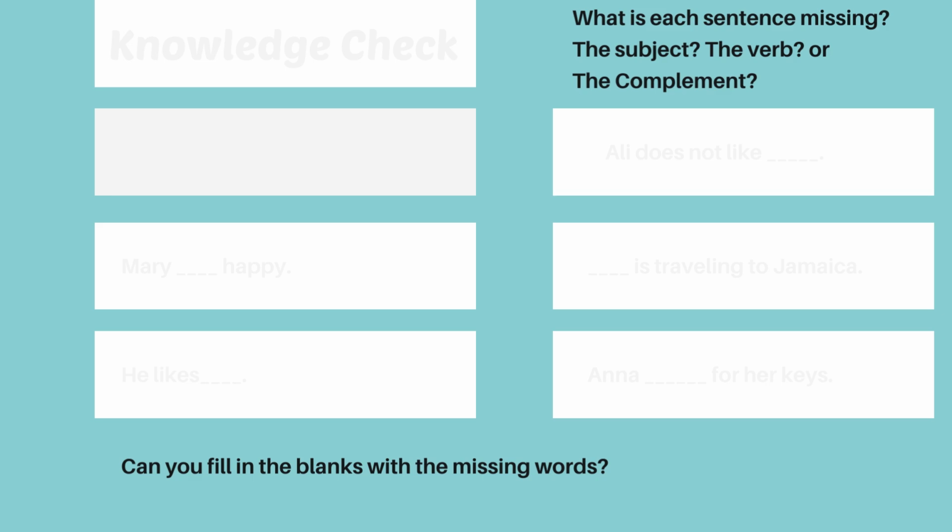Ali does not like surfing. Anna is traveling to Jamaica. Anna is looking for her keys. Can you fill out the blanks with different missing words?